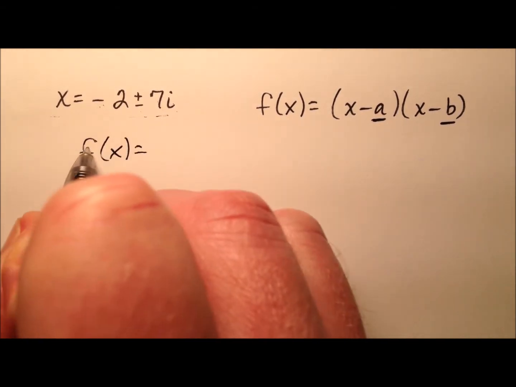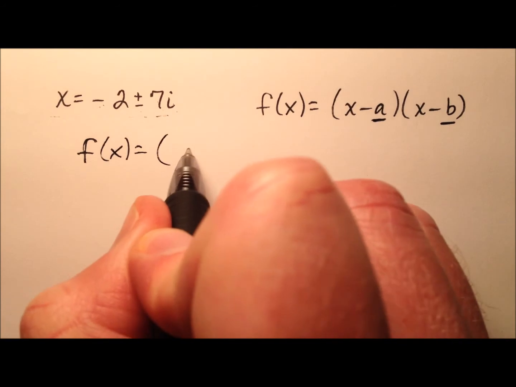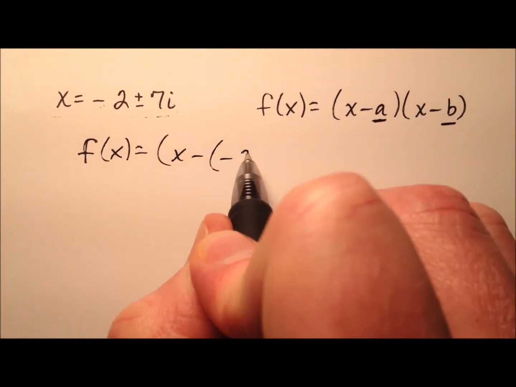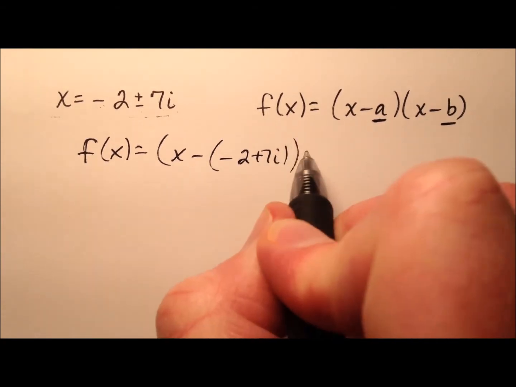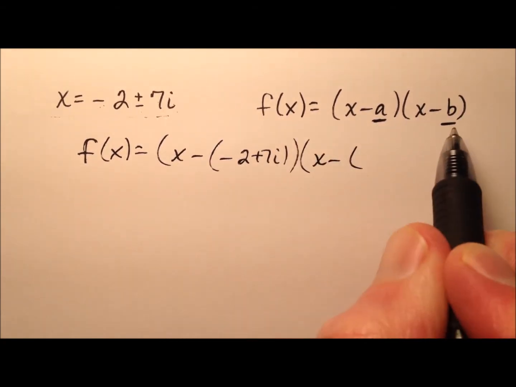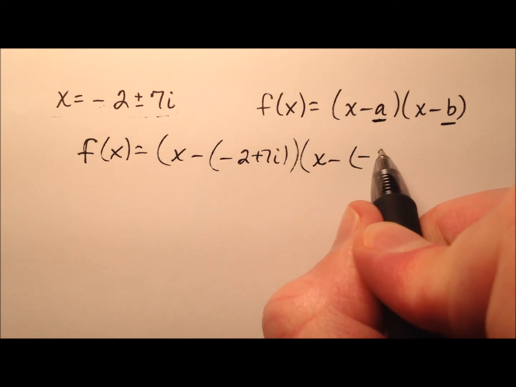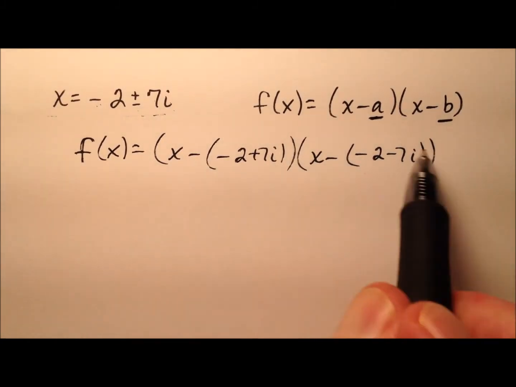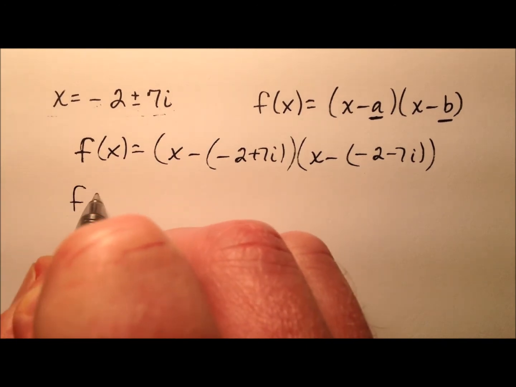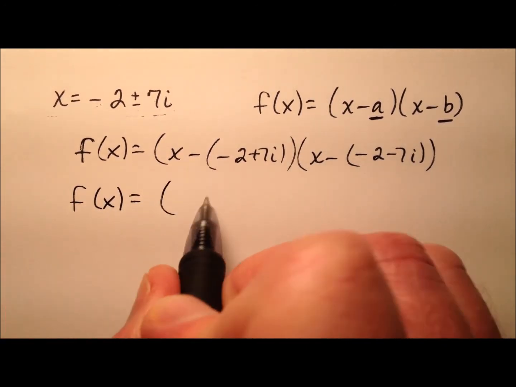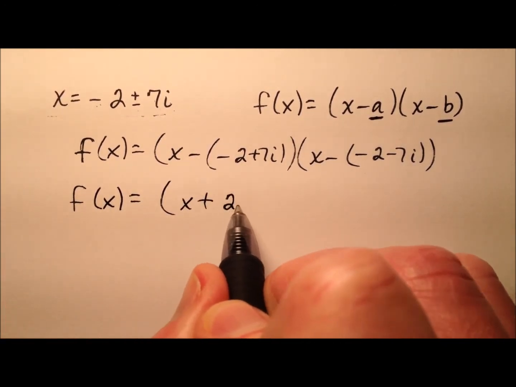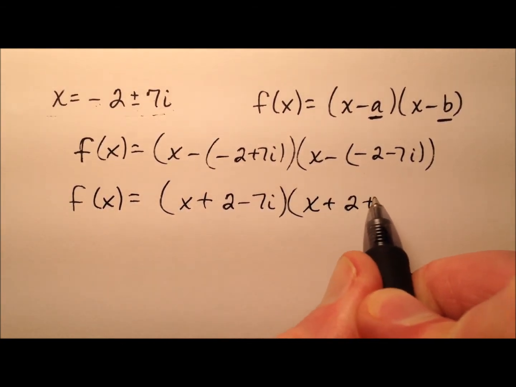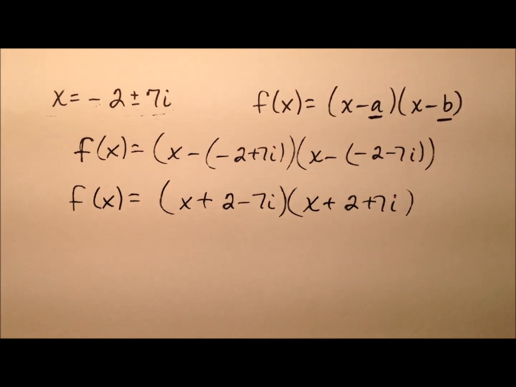So our quadratic function f of x will equal x minus the first one, so we can say negative 2 plus 7i, and then x minus the second root, which is negative 2 minus 7i. And then we have a little bit of simplification we can do inside here. So f of x equals x plus 2 minus 7i and x plus 2 plus 7i.